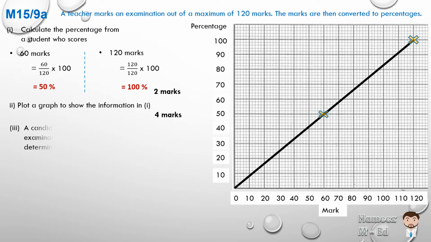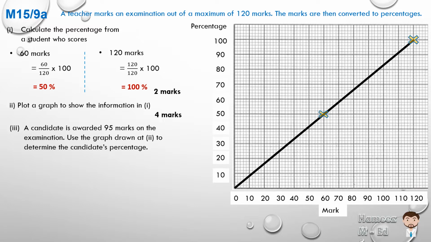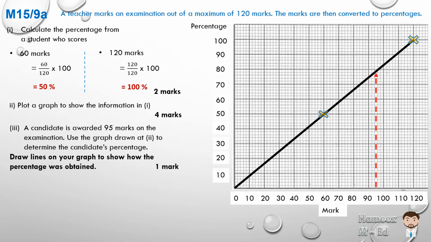Part 3. A candidate is awarded 95 marks on the examination. So where do we get marks? On the x-axis. Use the graph drawn at part 2 to determine the candidate's percentage. Draw lines on your graph to show how the percentage was obtained. So if we go to the x-axis, look at where 95 is and draw a red line going upwards until it hits the black line. And when it hits that point, we go to the left until it reaches the percentage axis. You notice we're putting arrows on it so that you can easily see the direction we went. Then it reads off at 79%.